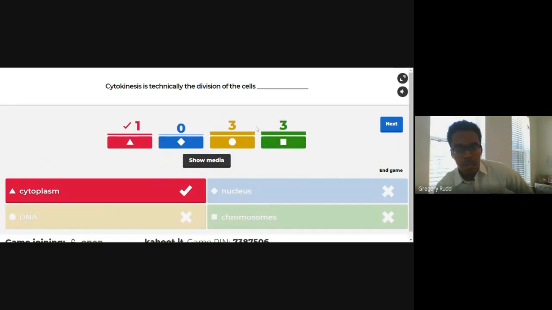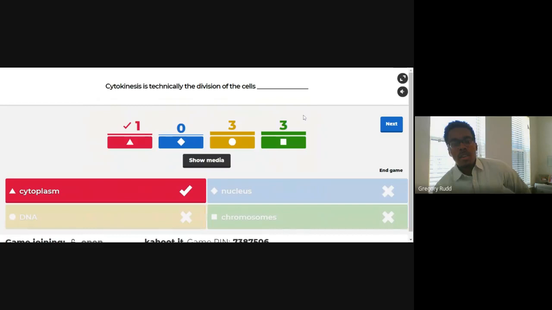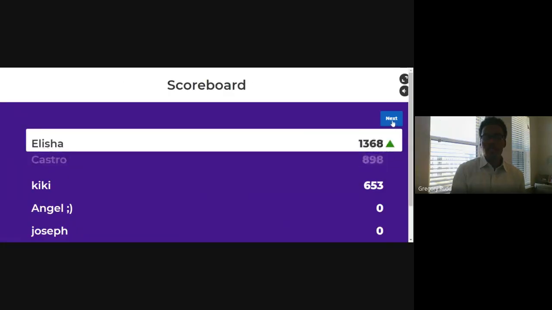Yeah, that was somewhat of a tough one. There was no media, right? So, yeah, cytokinesis again is when the cells split into 2 new cells. In order for a cell to be considered its own cell, it needs to have its own cytoplasm and its own plasma membrane. That was a tough one, though. Good job, Alicia.